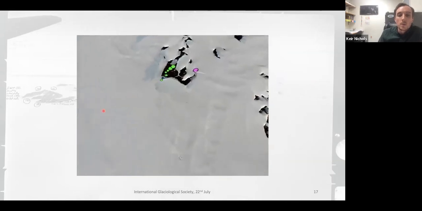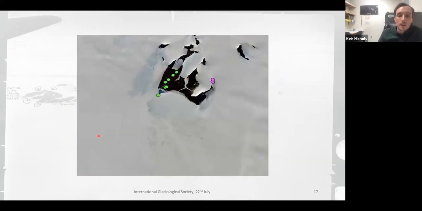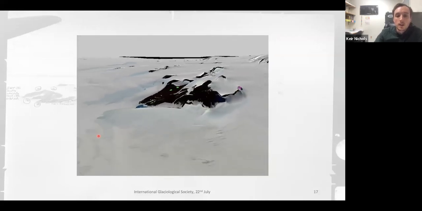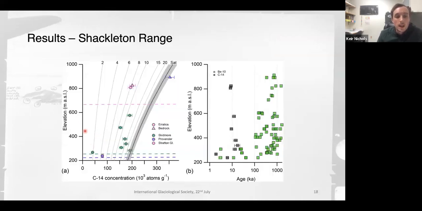So we want to know, was the Slessor Glacier thicker or not? Because this was another study site that had some very old beryllium-10 ages. And again, we've got elevation and carbon-14 concentration. Then we have the ages on the right-hand side. So this is probably the best one to look at here.